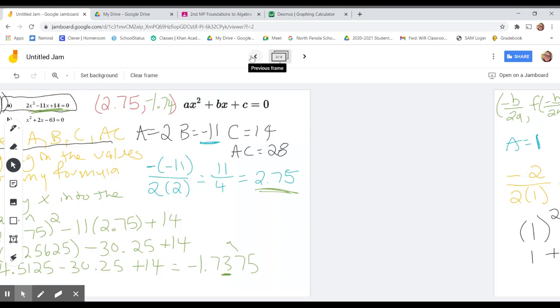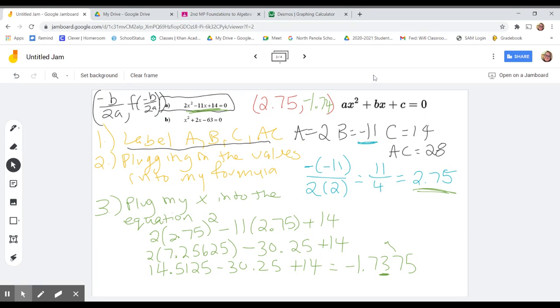Let me go back and show you the steps again. Step number 2, this is the second question, is plugging the values into my formula. And step number 3 is plugging the x that I found from my formula into the equation. Okay, so those are your answers to those questions.